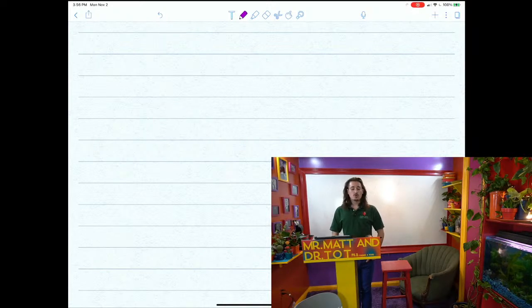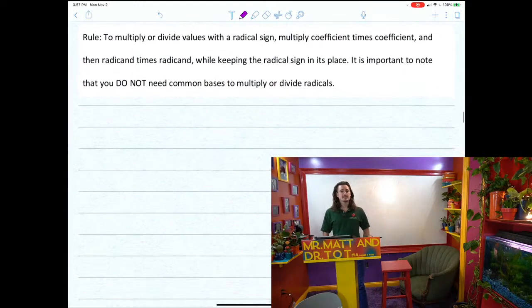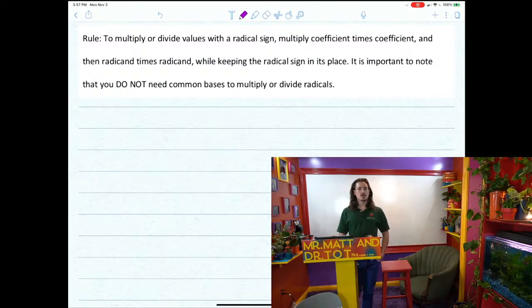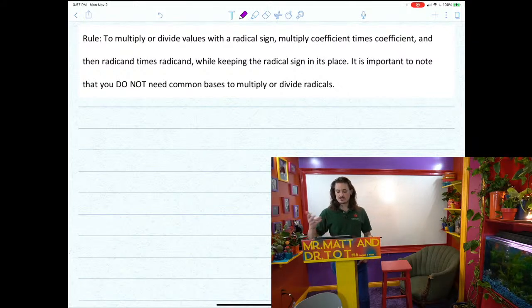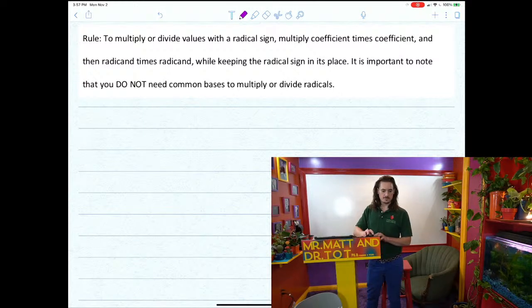Okay. So to multiply or divide, we just go straight across as in fractions. In fractions, it would be numerator times numerator over denominator times denominator. With radicands, when we multiply, it's coefficient times coefficient, radicand times radicand. And the same when we divide: coefficient divided by coefficient, radicand divided by radicand. It's also important to note here that you do not need to have common bases in order to multiply or divide radicals into each other. If you have any questions, then please let me know.